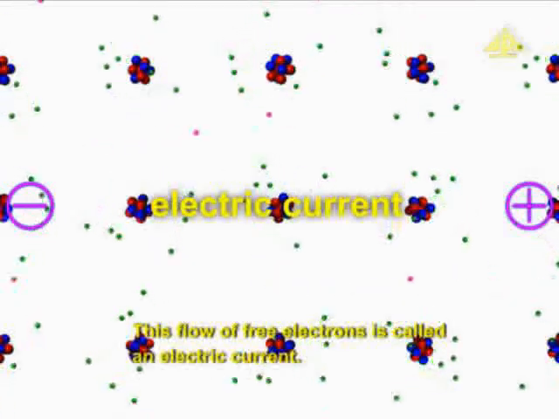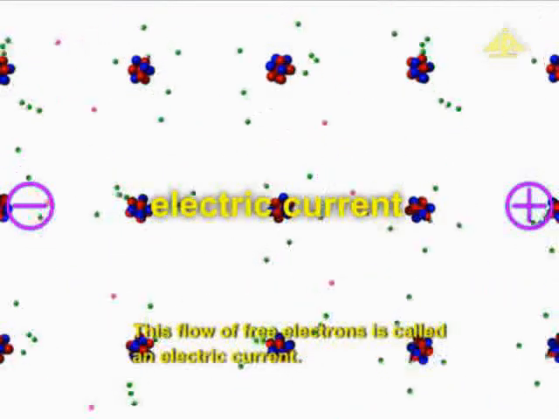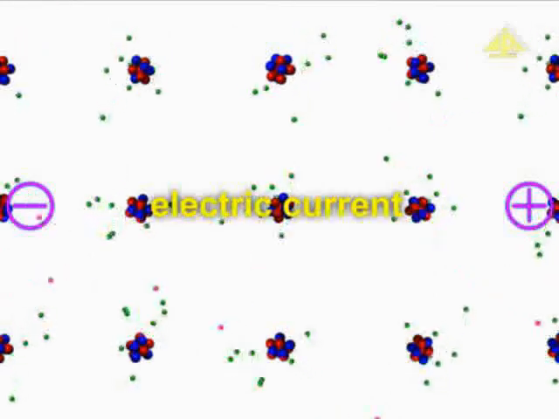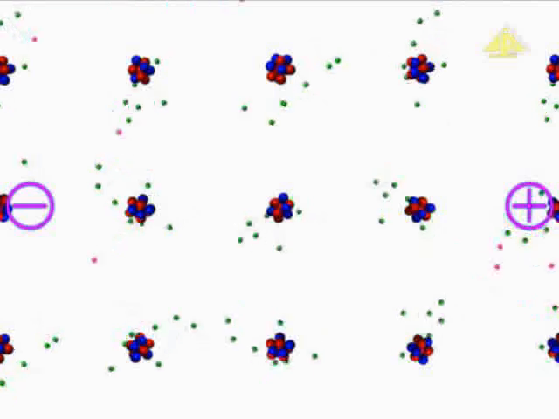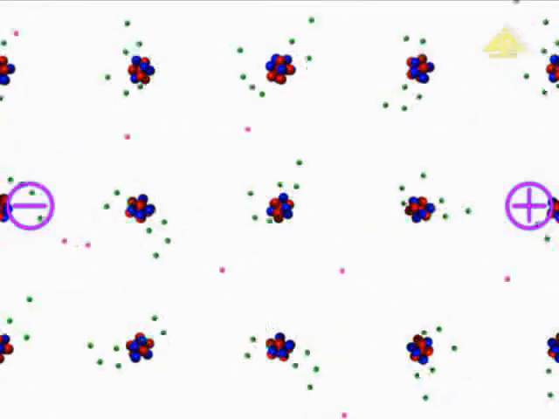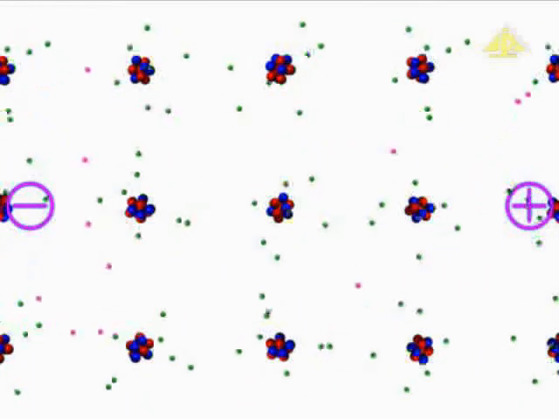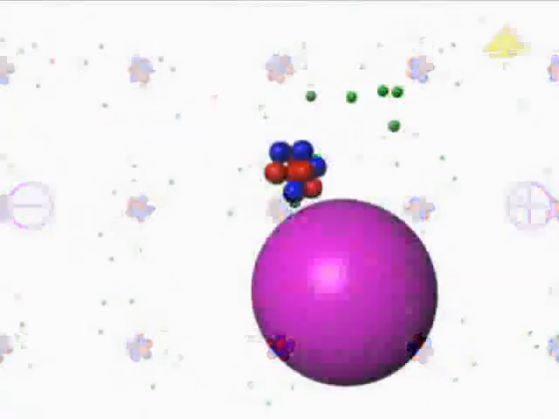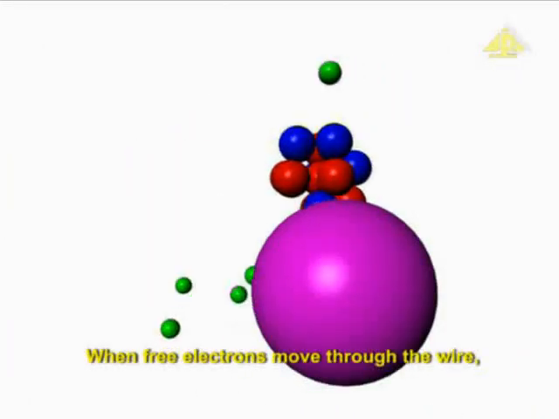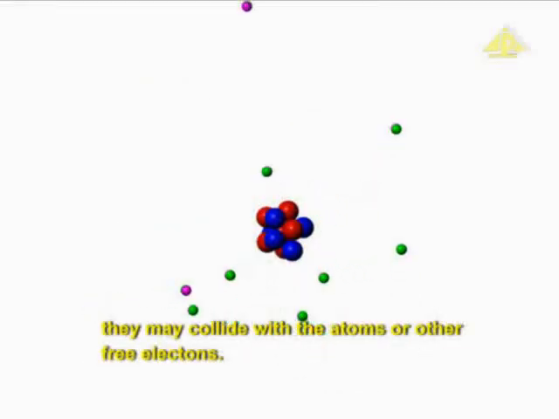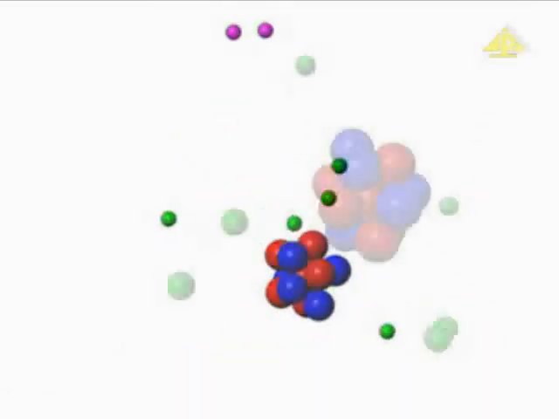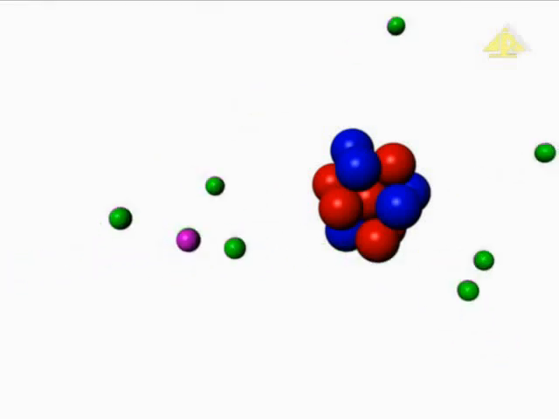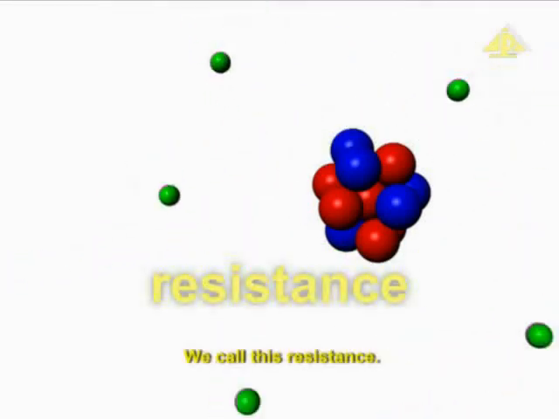This flow of free electrons is called an electric current. When free electrons move through the wire, they may collide with the atoms or other free electrons. This resists the flow of free electrons. We call this resistance.